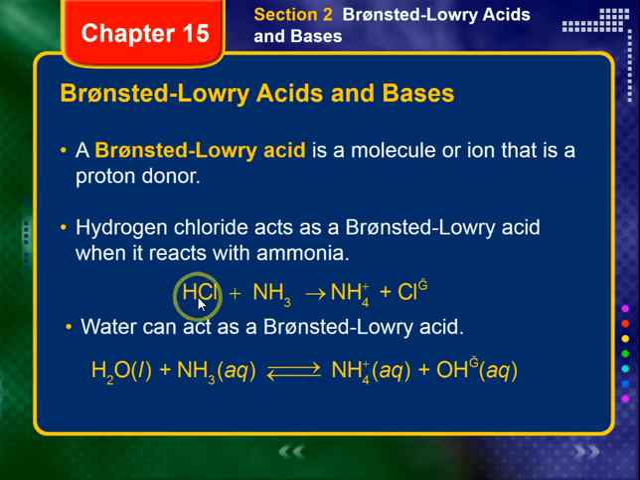Hydrogen chloride acts like a Bronsted-Lowry acid when it reacts with ammonia. Here's the ammonia, here's the hydrogen chloride. So in this situation, the hydrogen chloride is going to act like a Bronsted-Lowry acid. What does a Bronsted-Lowry acid do? It is a proton donor. So what is this going to do? Donate a proton. When the reaction occurs, this is the proton right here, this hydrogen. It's going to ionize, it's going to pop off, and it's going to add on to this ammonia. So now notice that the ammonia has gained that hydrogen proton, and the chloride anion is left all by itself. So in this situation, HCl is the proton donor. It's donating the proton, donating the hydrogen.